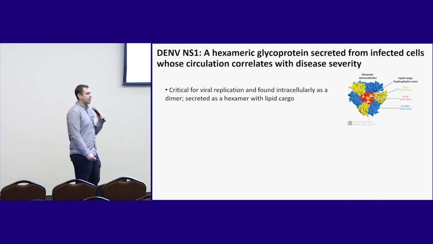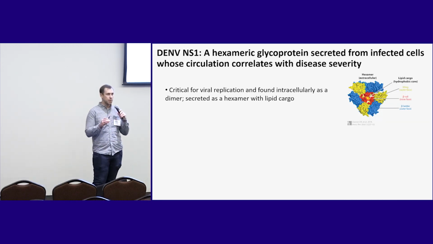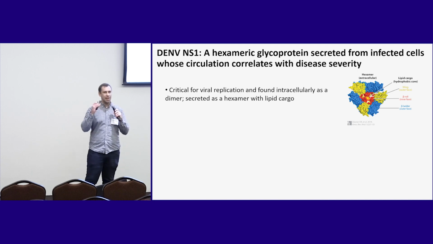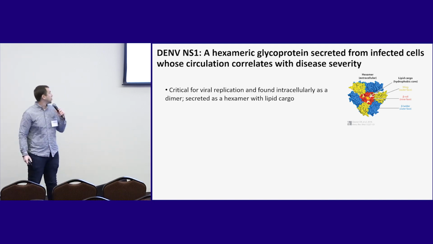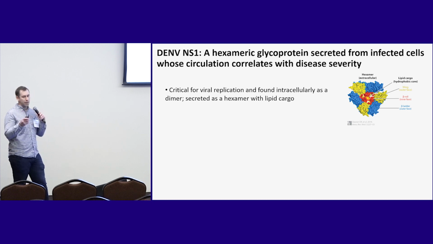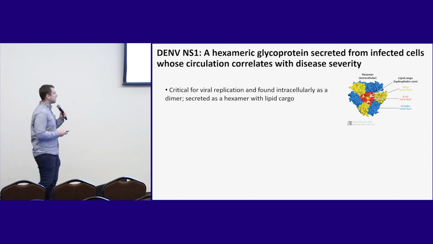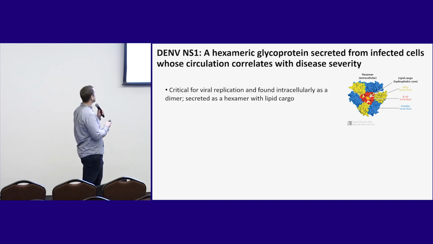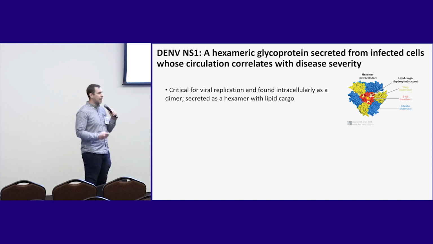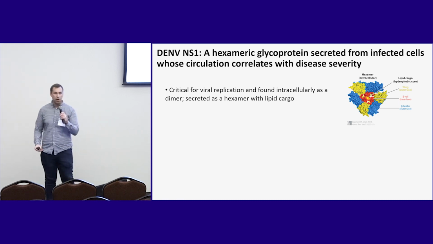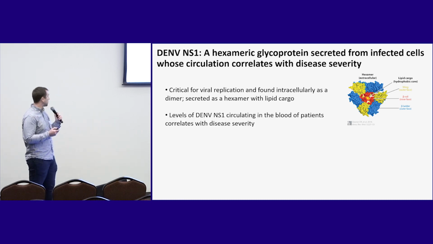So NS1 is definitely one of the most interesting proteins I've ever worked with, both biochemically, in its multifunctionality, and in being involved in pathogenesis. But it's critical for viral replication, localized in the replication complex as a dimer associated with membranes. But it's also actively secreted from infected cells, and you can see the secreted hexameric form here that contains a lipid cargo to sequester away its hydrophobic domains.